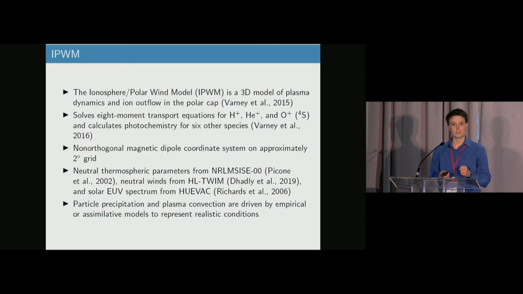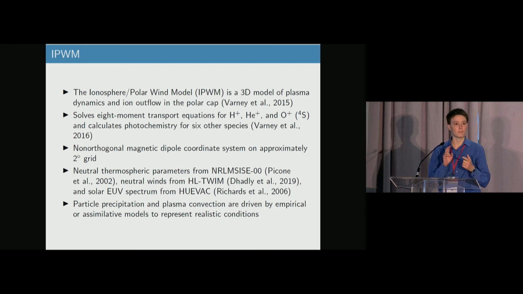The next thing we do is we're actually trying to model a few case studies. We use the Ionosphere Polar Wind Model, IPWM, which is a model developed by my co-author Roger Varney. It's a fairly sophisticated model, solves 8 moment transport equations. As for how we drive it, or the parameters we use: for neutrals, we're going to use NRLMSIS and HWM for the neutral winds, and the solar UV spectrum comes from the HUVAC model.